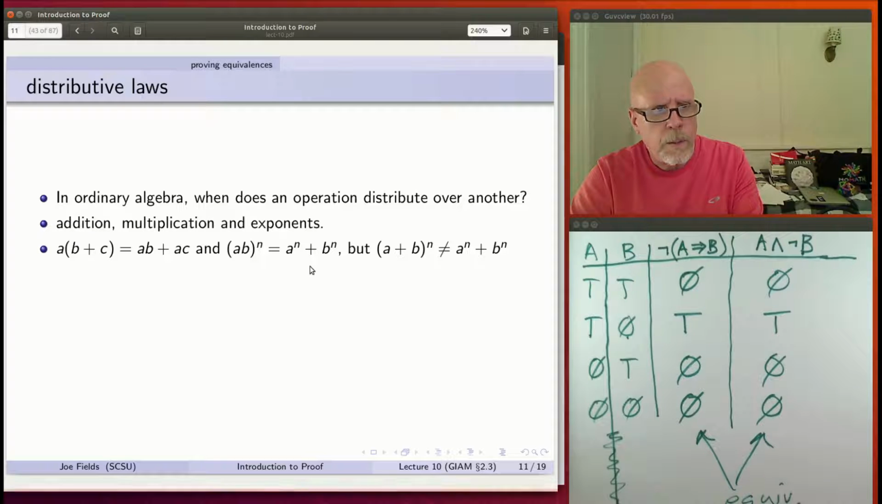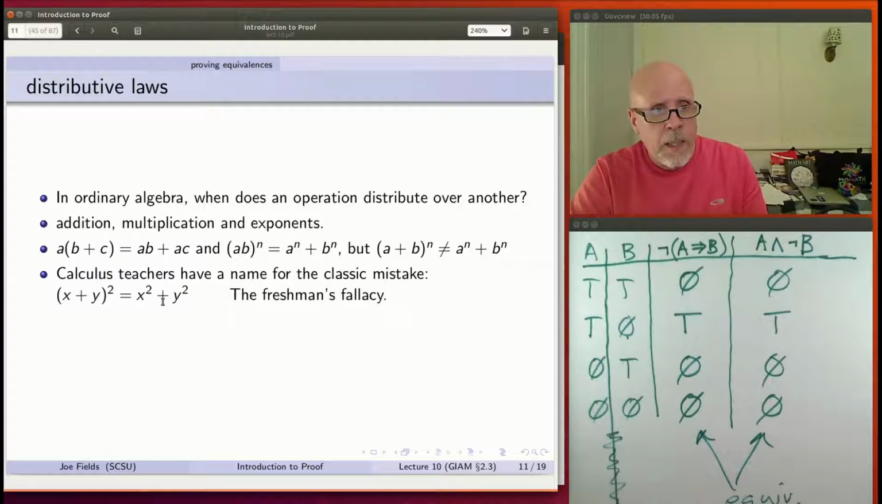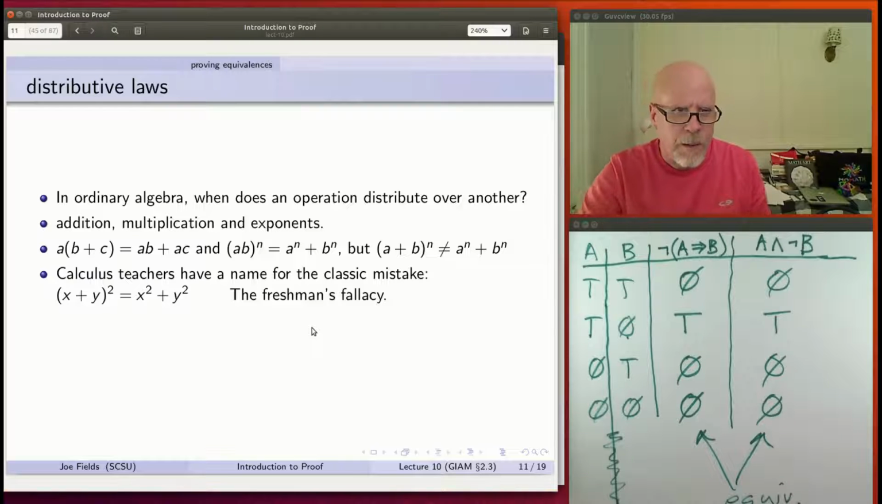All right, so there's actually a name for this. People often in first semester calculus will make this kind of mistake. You know, (x plus y) squared is x squared plus y squared. It just feels like it ought to be how it works, but it's not. Really, you need to FOIL it: (x plus y) times (x plus y), and you get the missing term, which is twice xy. They actually call that the freshman fallacy. So it's sexist and derogatory towards first-year students, but there it is.